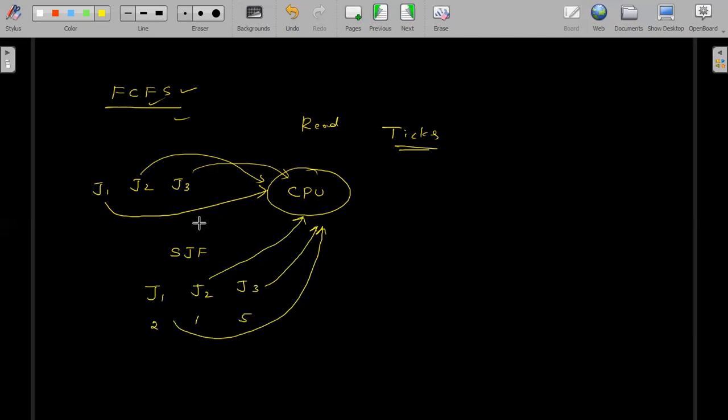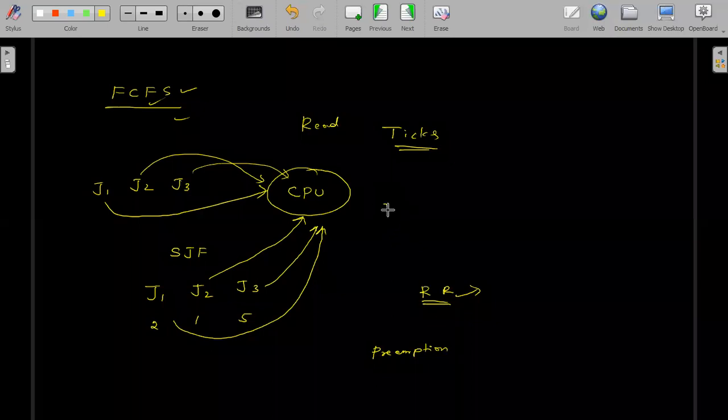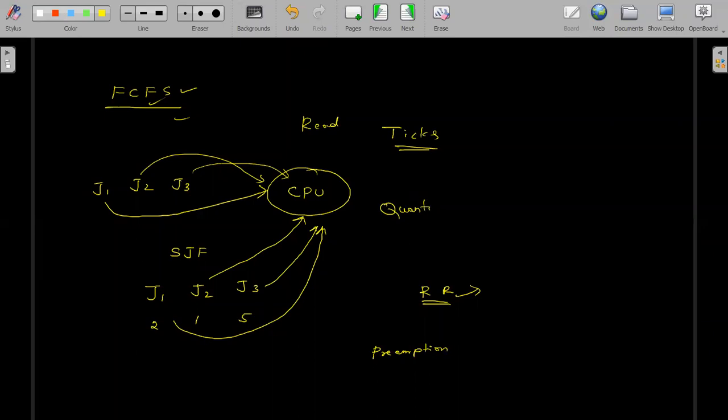Again, round robin. One more is there, the great one. What is that? Round robin. In round robin there is one important condition: preemption will happen. What is this, sir? There is a condition called quantum time, or time quantum. Basically people call it time quantum or quantum time.